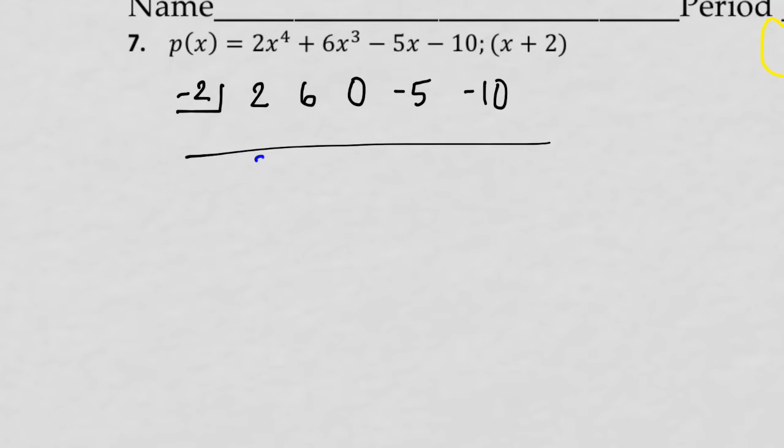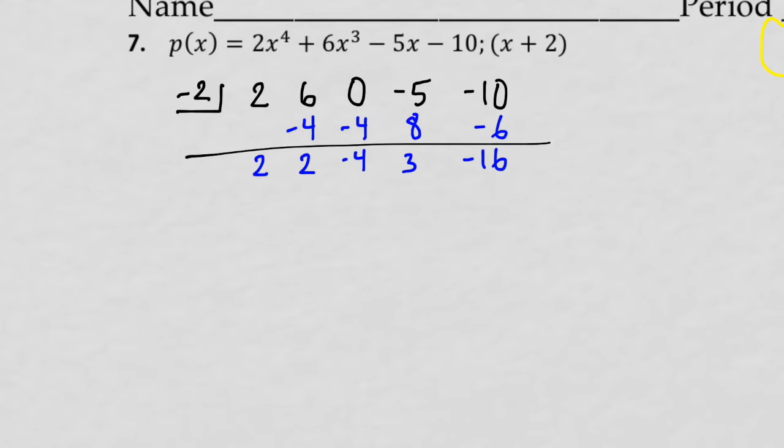Bring down the 2. -2 times 2 is -4. 6 minus 4 is 2. -2 times 2 is -4. That's -4. -2 times -4 is 8. That's 3. -2 times 3 is -6. And look, it does not work.